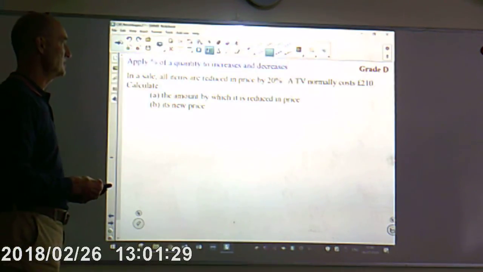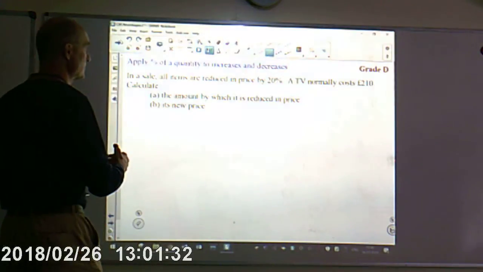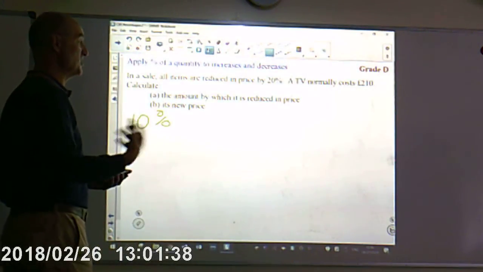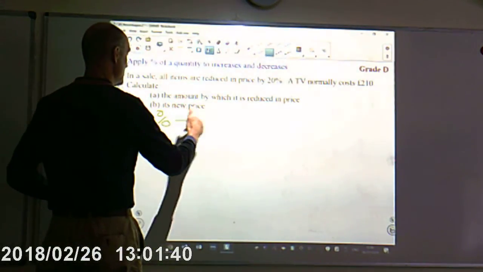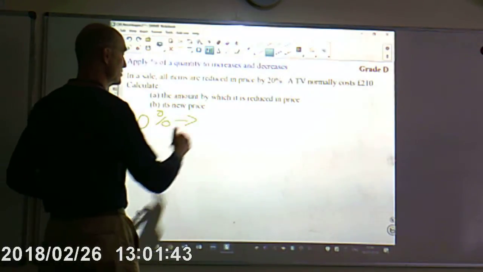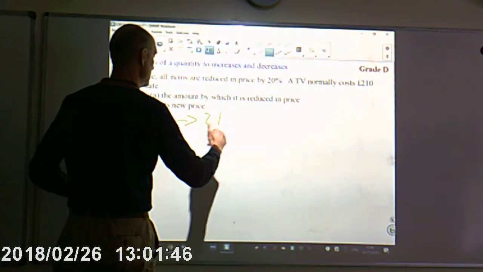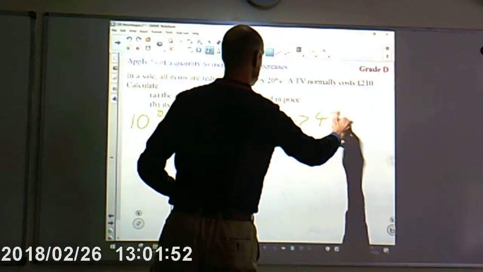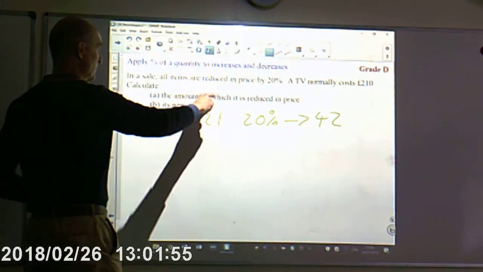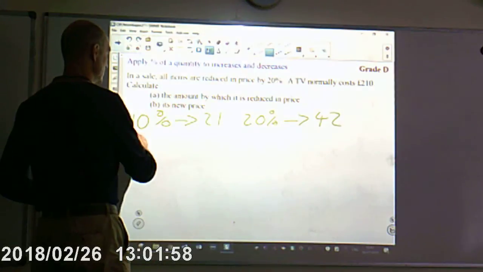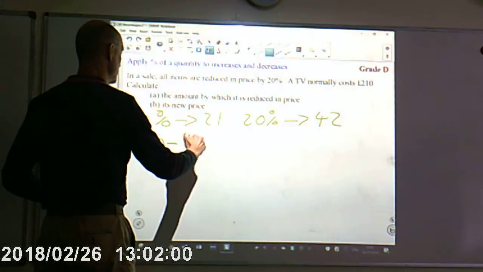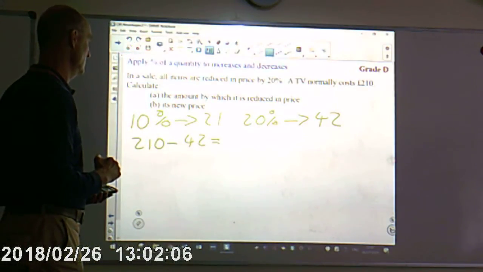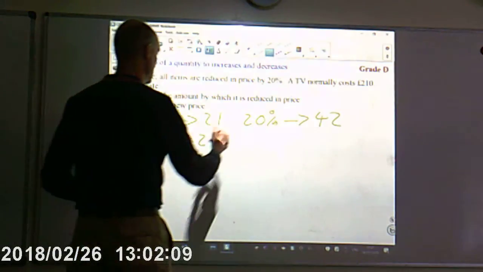It's reduced by 20%. So 10% reduction, and we're using nice round numbers here, so we can just go down the simple method. 10% is £21. So 20% is £42. So it's reduced in price by £42. The new price is 210 take away 42, which gives us what? £168.